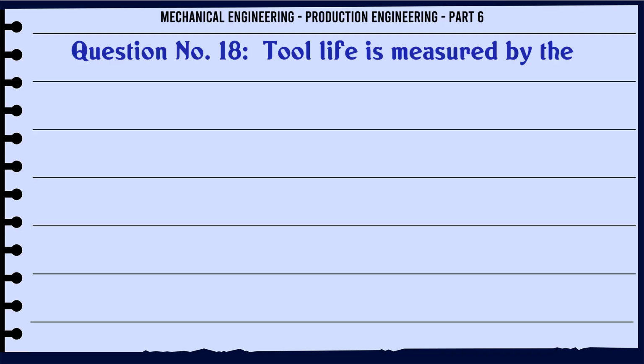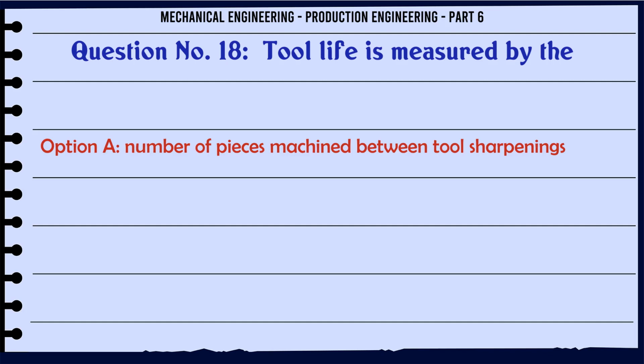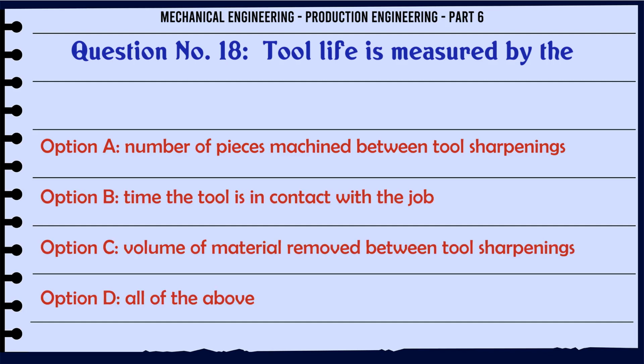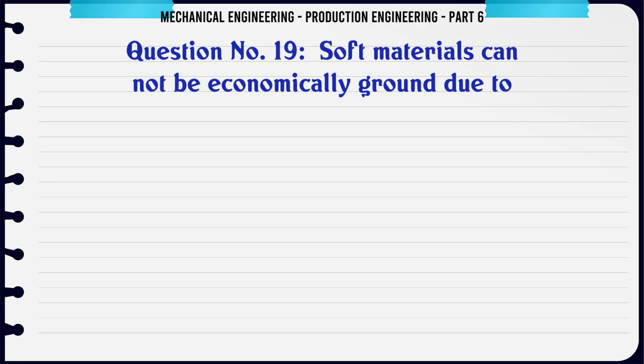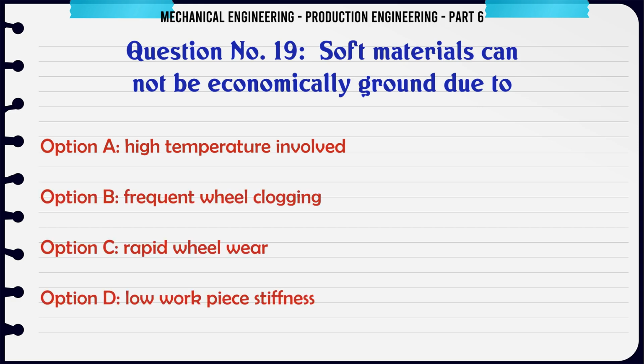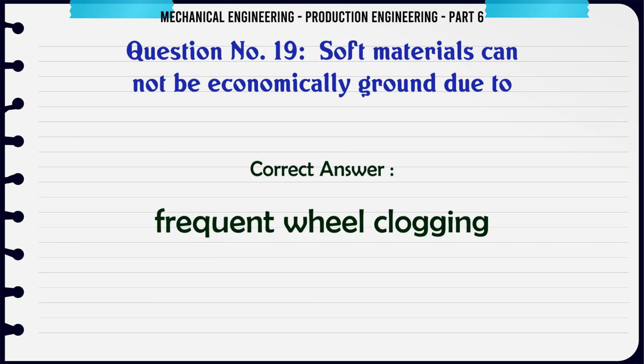Tool life is measured by the A. Number of pieces machined between tool sharpenings. B. Time the tool is in contact with the job. C. Volume of material removed between tool sharpenings. D. All of the above. The correct answer is all of the above. Soft materials cannot be economically ground due to A. High temperature involved. B. Frequent wheel clogging. C. Rapid wheel wear. D. Low workpiece stiffness. The correct answer is frequent wheel clogging.